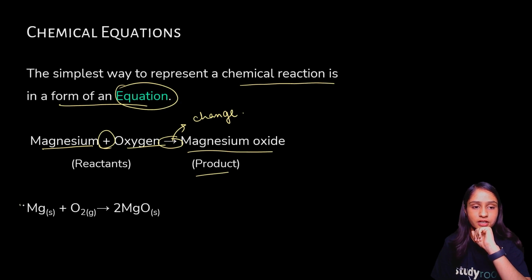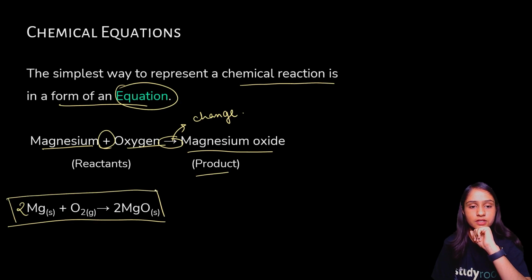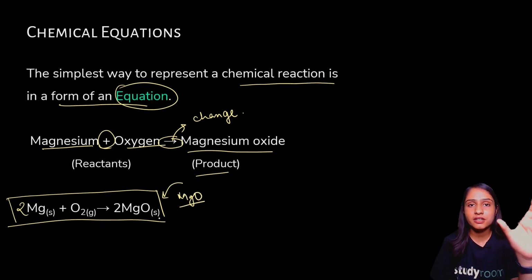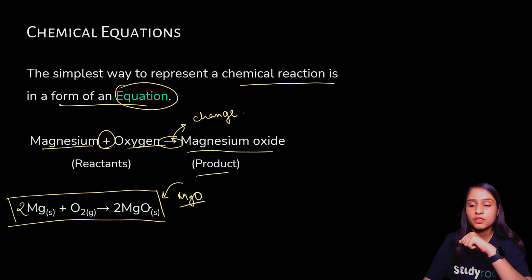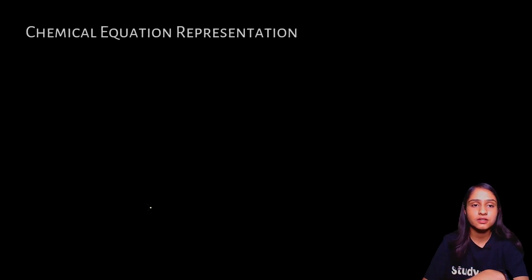Right? You can see here this is the chemical reaction when magnesium ribbon was burned and magnesium oxide was formed. So any chemical reaction, any chemical change that you see, can be represented in the form of an equation, denoting it with a plus and an arrow sign. Okay, so this is the proper way to explain any chemical reaction.